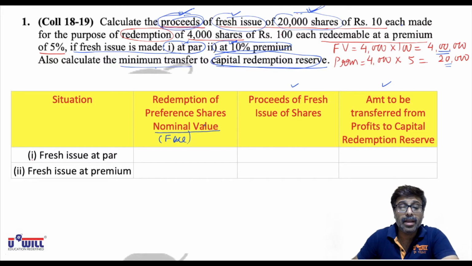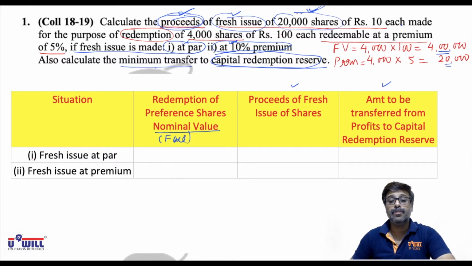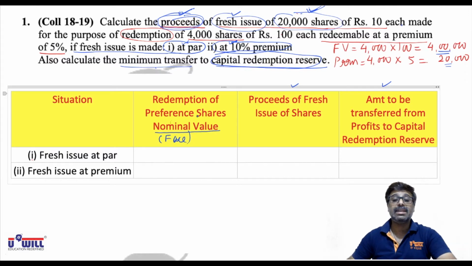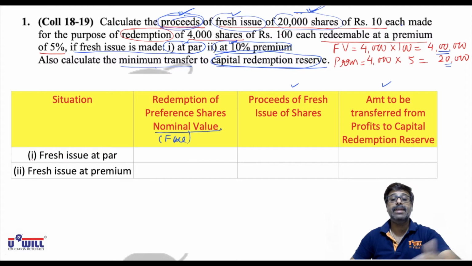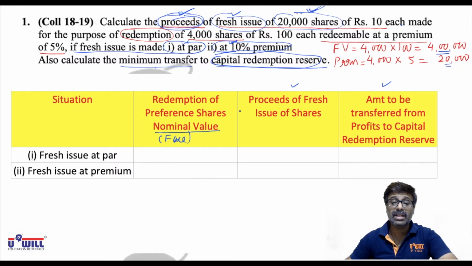Now be attentive. Why do we take only nominal value? Understand this. When we talk about redemption of preference shares, preference share capital includes only face value, because the premium goes to a separate account, that is, premium on redemption. The liability of the company as share capital is only the face value, that is, the nominal value. So whenever we apply the second and third conditions of Section 55, which second condition?